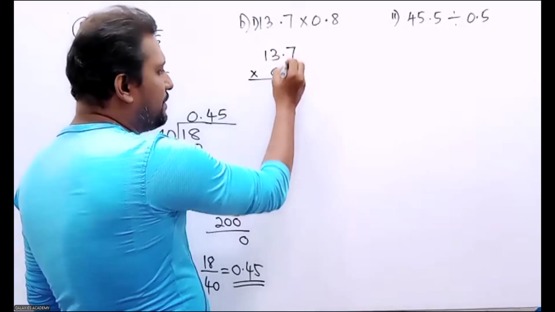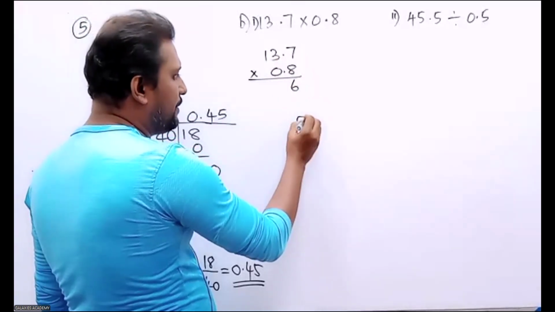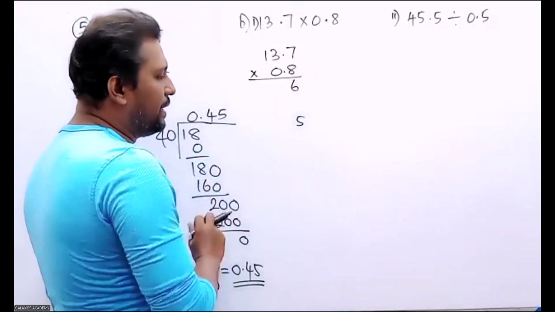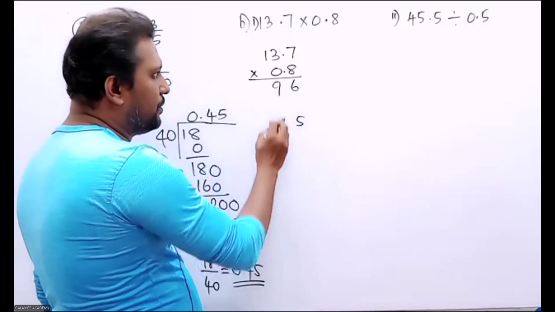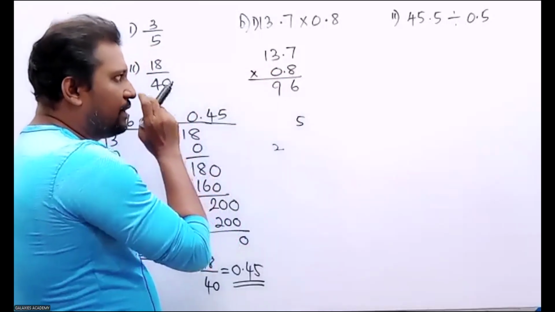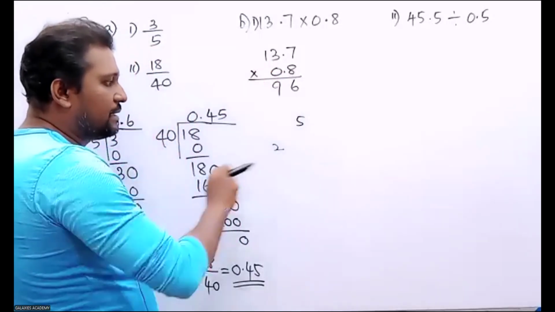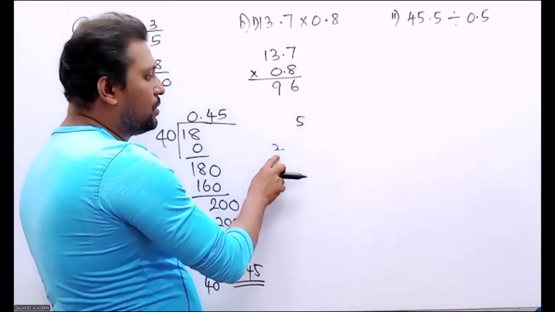8 times 7, 56. Remaining 5. 8 times 3, 24. 24 plus 5, 29. Remaining 2. 8 times 1, 8. 8 plus 2, 10.